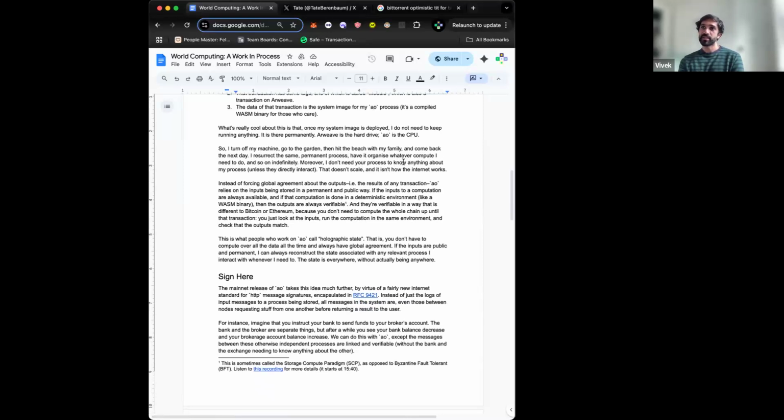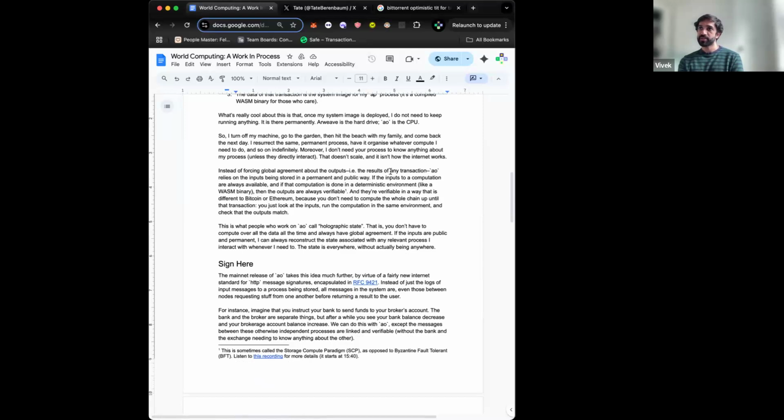My process doesn't need to know anything about your process unless they directly interact. Instead of forcing global agreement about outputs, AO relies upon the inputs being stored in a permanent and public way. I'm going to skip ahead a little bit, but this is what the people who work on AO call holographic state. You don't need to compute over all the data all the time and have global agreement. If inputs are public and permanent, I can always reconstruct the state associated with any relevant process. The state is everywhere without actually being anywhere. Tate, would you have gone a different direction? Does that help in answering?